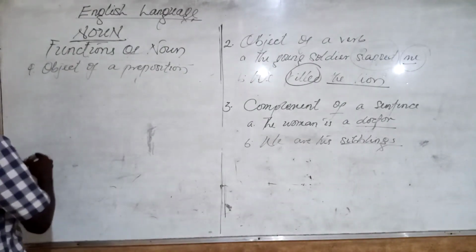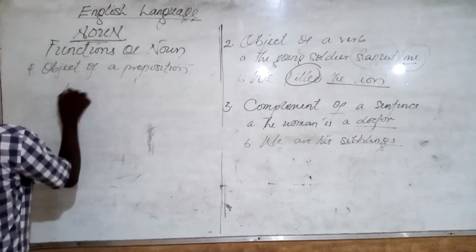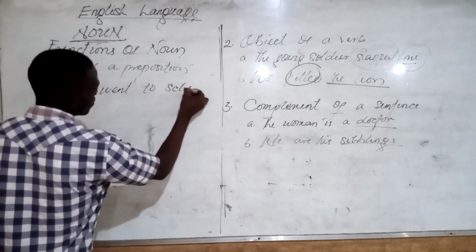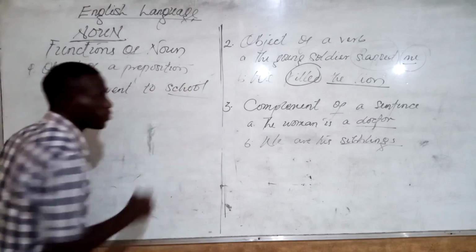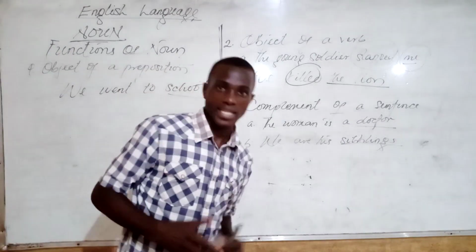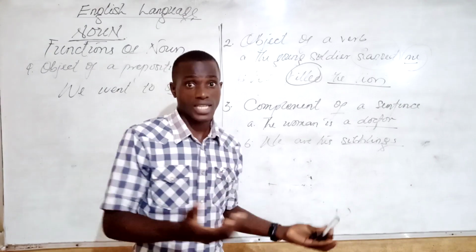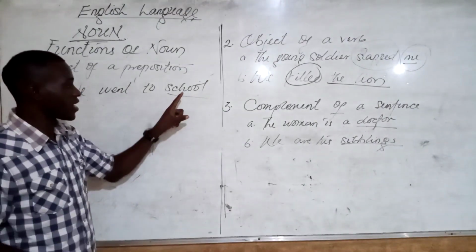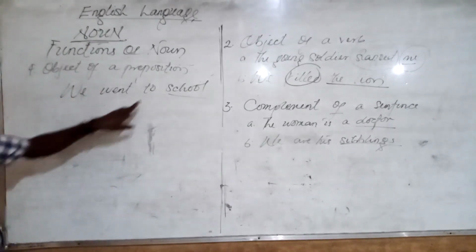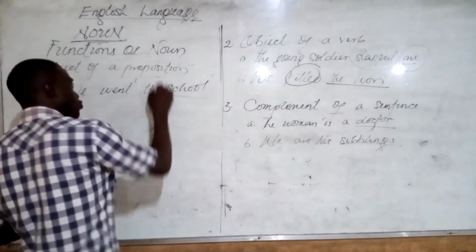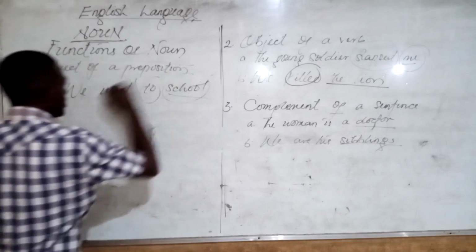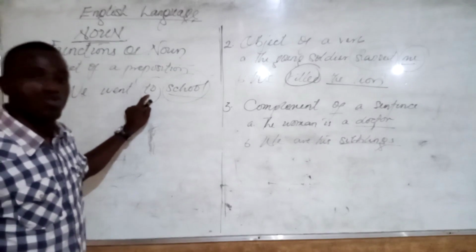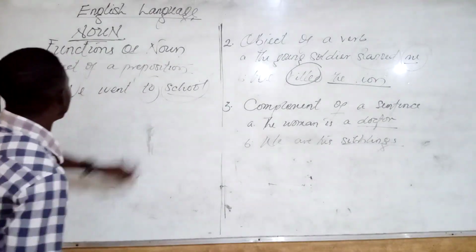For example, we went to school. So look at school here. We know it is a common noun, right? A concrete noun, that is a division of the common noun. So you see the school is coming after the preposition to, so because of that, this guy is going to be the object of the preposition to. Alright?